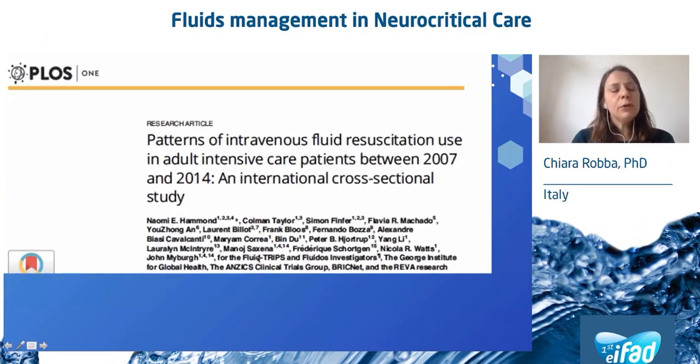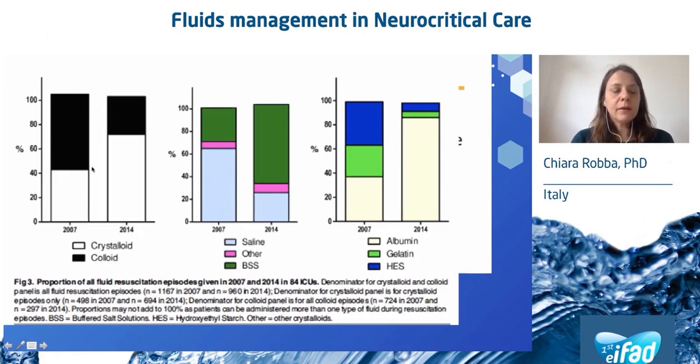And if we look at what is the clinical practice, this is an international cross-sectional study where basically the authors have assessed the patterns and the type of fluids which are used in adult intensive care, starting from 2007 and 2014. And as you can see here, there are important differences in the use of crystalloids and colloids from 2007 to 2014.